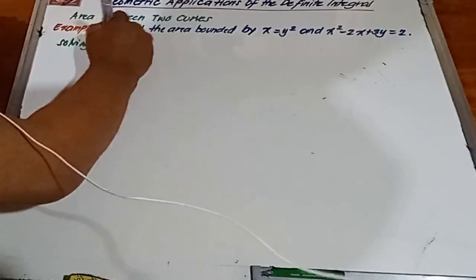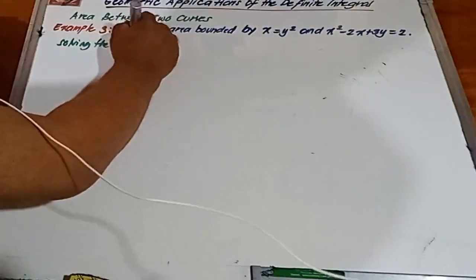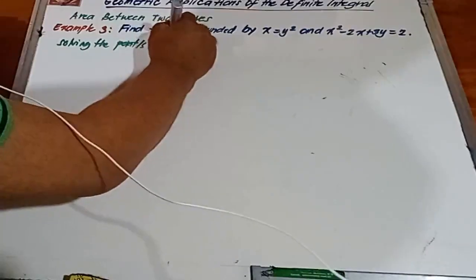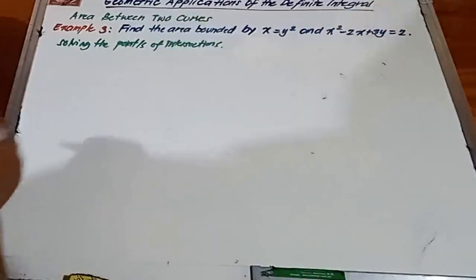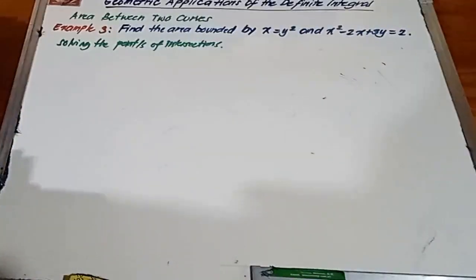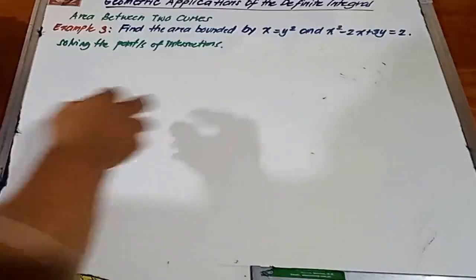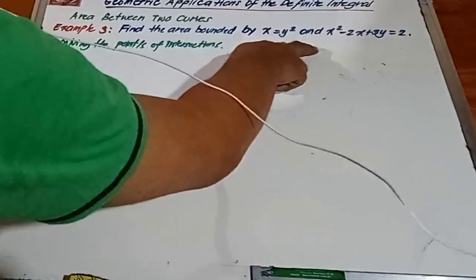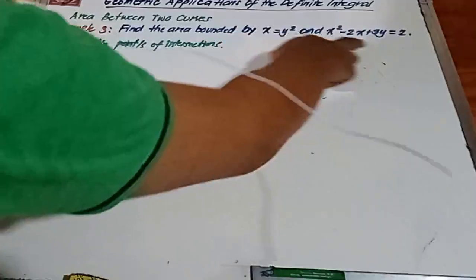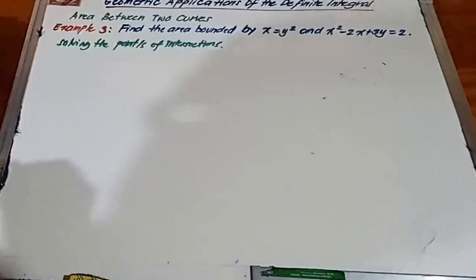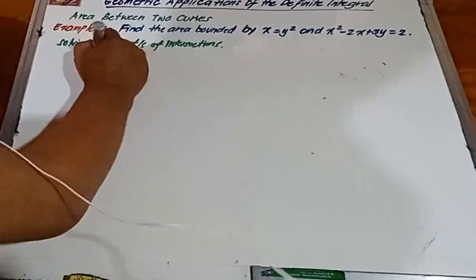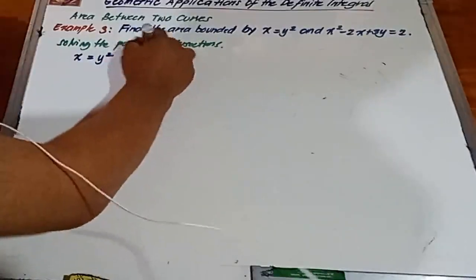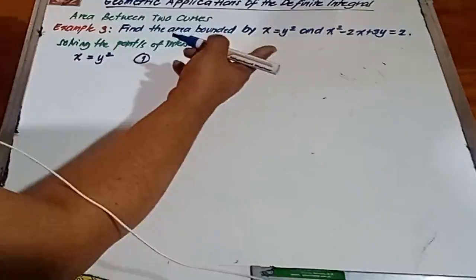Solving the points of intersection. Okay. So, substitution pa rin gagamitin natin. And x equals y squared. So, isa-substitute lang natin si y squared sa x ng ating second equation. So, we have x is equal to y squared. So, ito yung ating first equation. I-substitute natin to sa ating second equation.